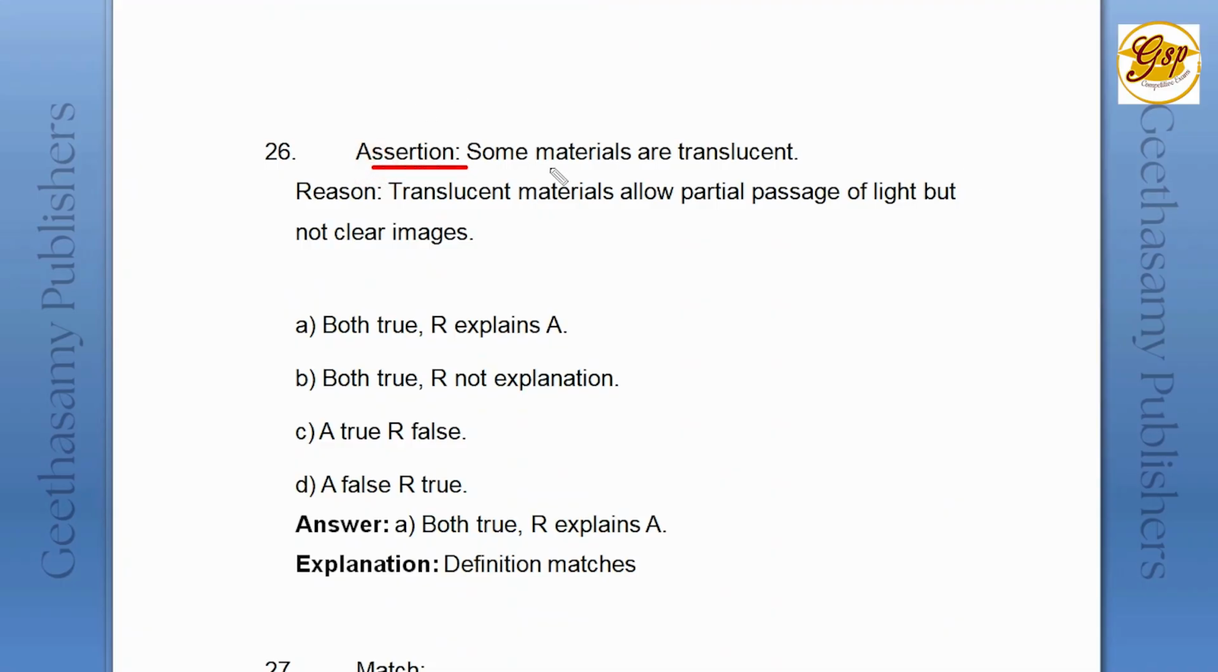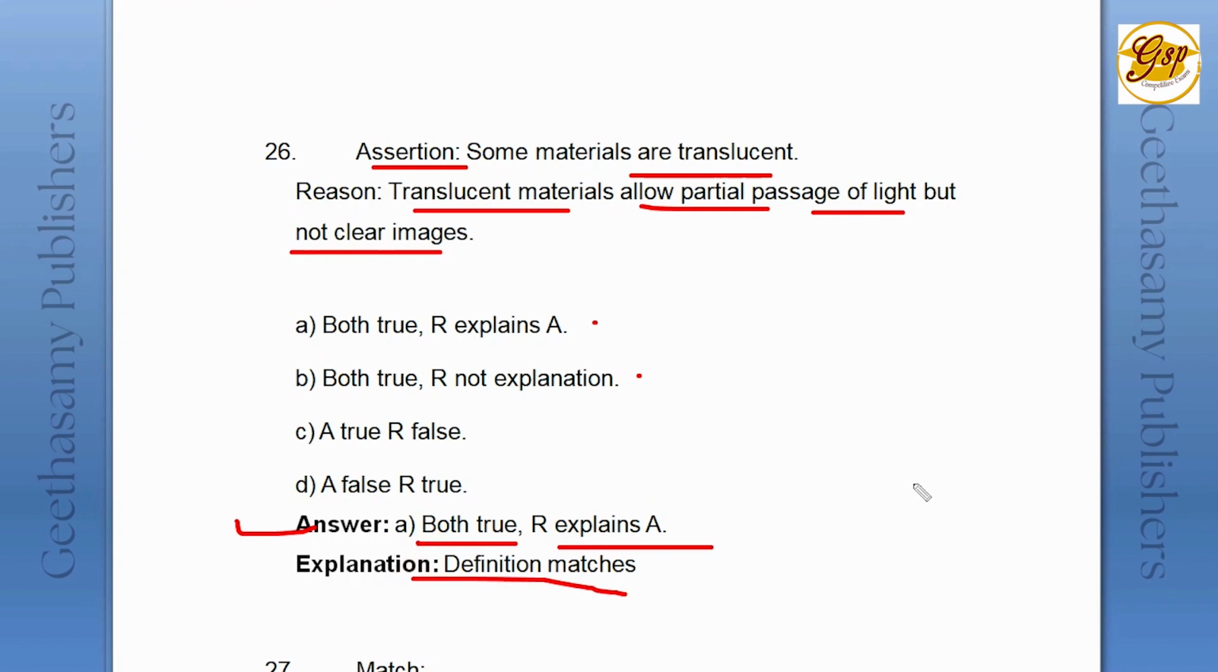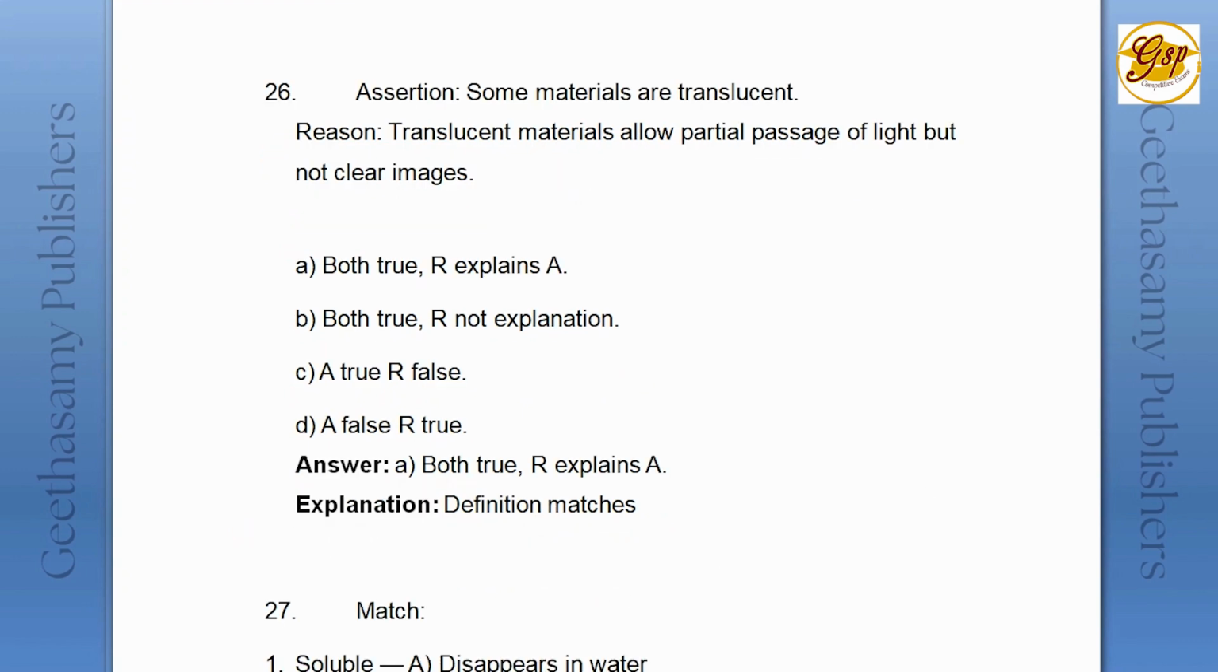Then the next question. Assertion: some materials are translucent, and reason: translucent material allows partial passage of light but not clear images. So both are true and the reason explains A; both are true but the reason does not explain A; A true and R false; A false and R true. The correct answer is A, that is both are true and the reason explains A. So the definition matches. So that's the answer.